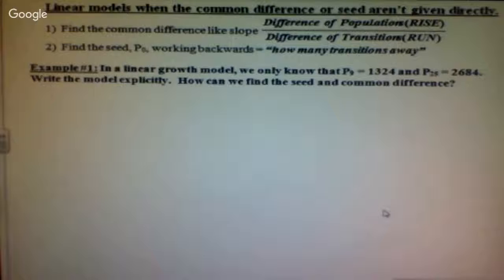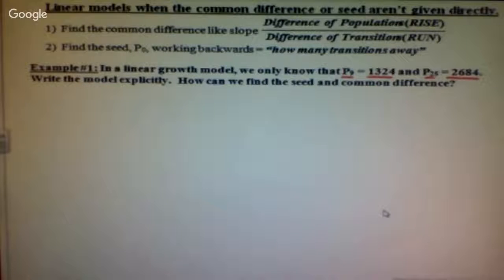I'm going to show you what we do when they give you points that are so far away. Because if I give you the number for space 2 and the number for space 3, you can find that common difference. But in this example, they give you space 9 is 1,324, and then they don't give you a number until space 25. That is a huge gap. You can't just subtract the two.